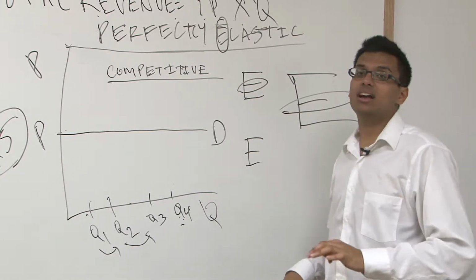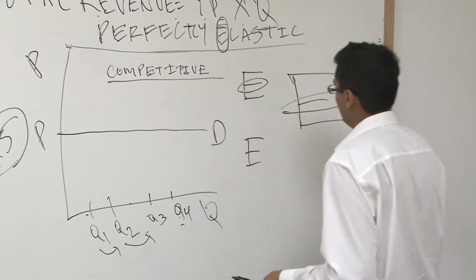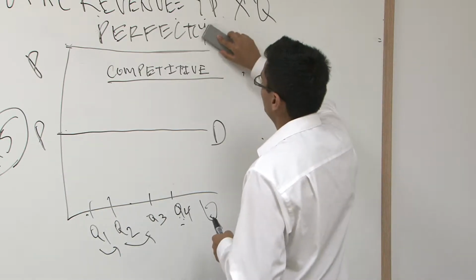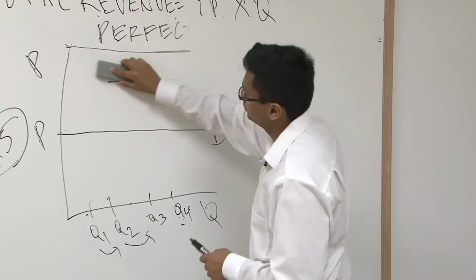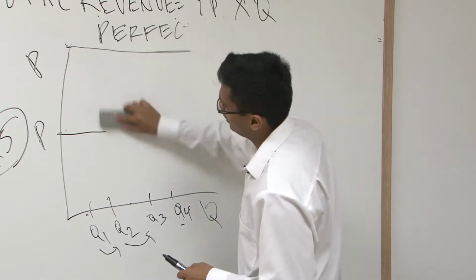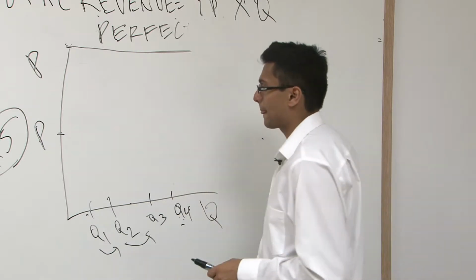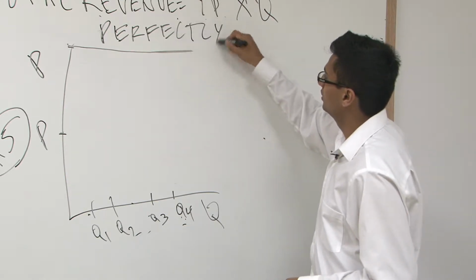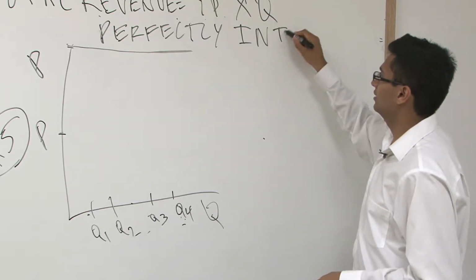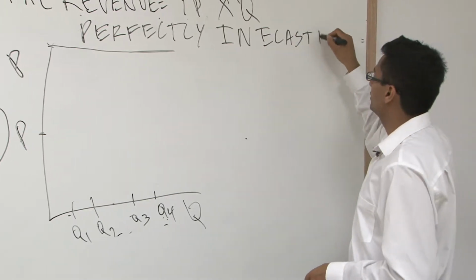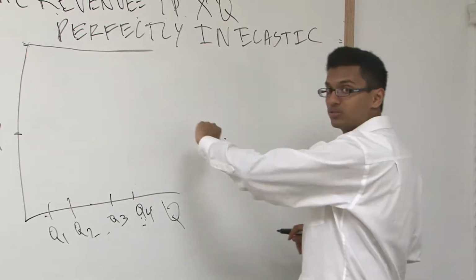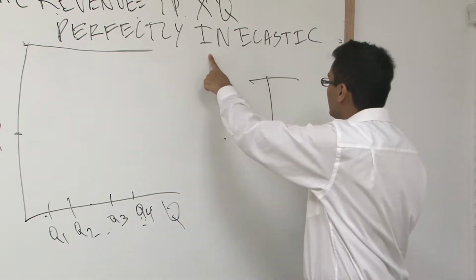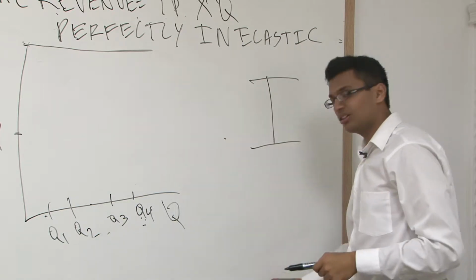Let's move on to perfectly inelastic, okay? Perfectly inelastic, I have another trick for you, and I hope this helps you guys. Perfectly inelastic is kind of like the exact opposite. What you do is you take the first letter. My trick says the first letter of inelastic, I. Draw an I, okay? And it kind of looks like an I.